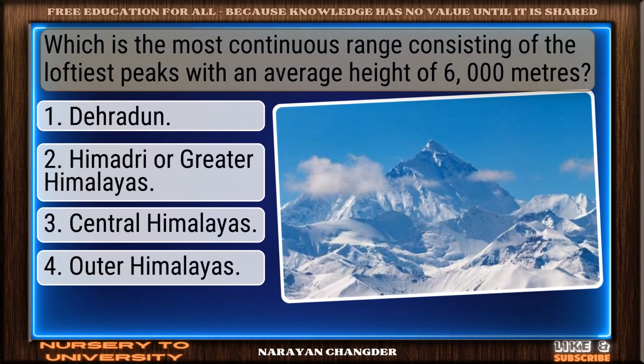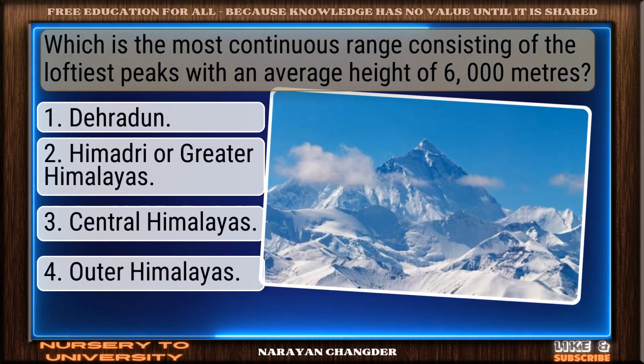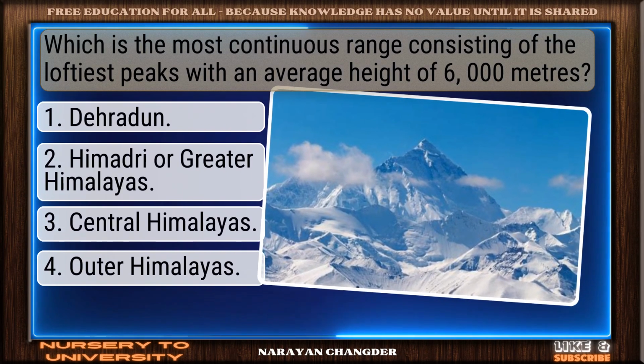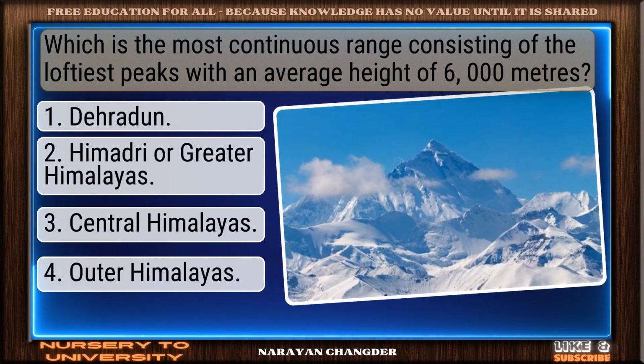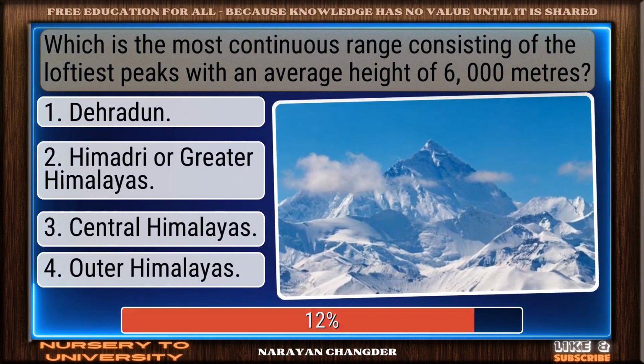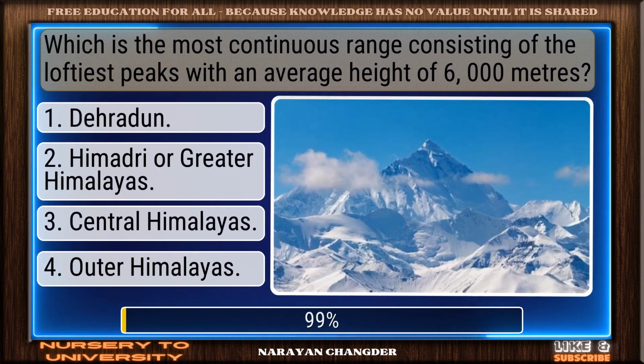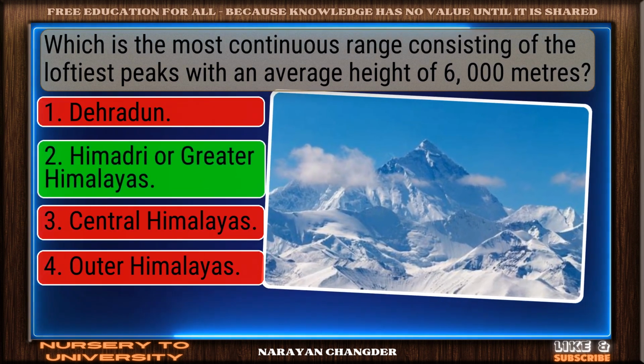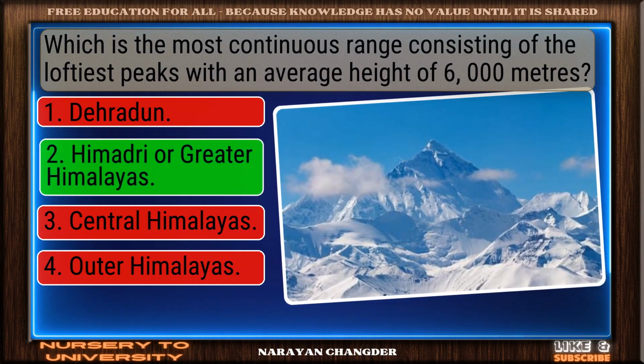Question number 29. Which is the most continuous range consisting of the loftiest peaks with an average height of 6,000 meters? On track. Himadri or Greater Himalayas is the correct answer.